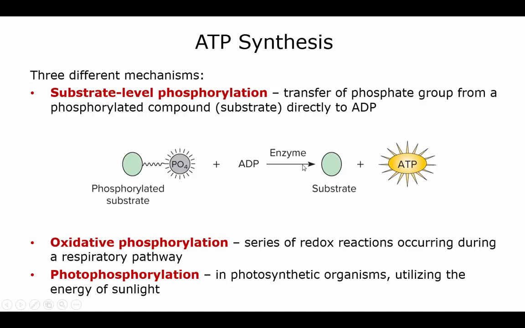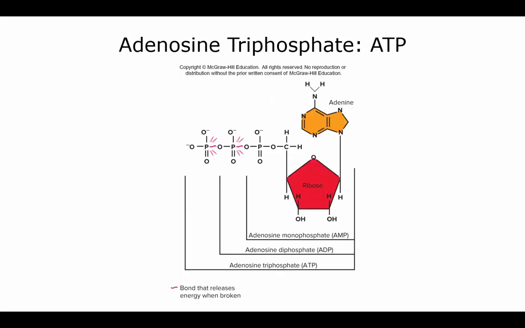The second way to make ATP is oxidative phosphorylation. And this is just a series of redox reactions that happen during our respiratory pathway. Then there's photophosphorylation. This happens only in photosynthetic organisms.